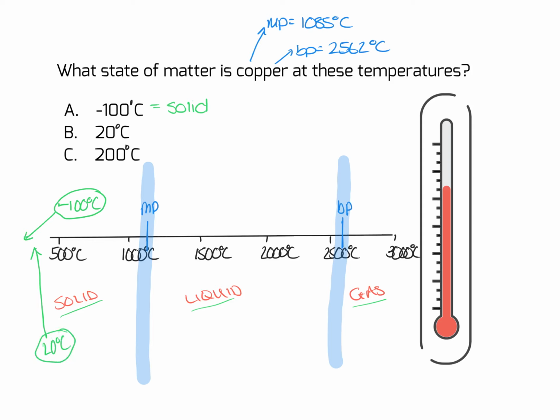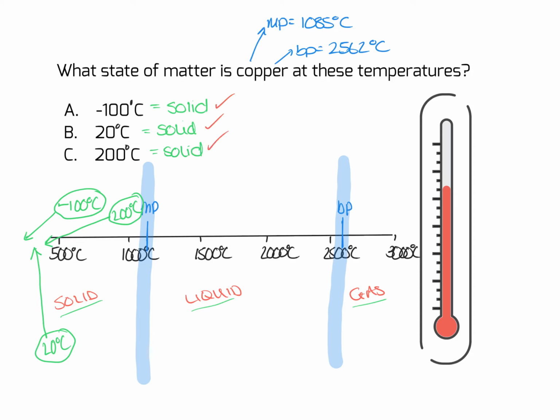And again, it's in your solid section, so it's going to be a solid. 200 degrees, even 200 degrees doesn't fit on our number line because we're starting at 500. So even something as high as 200 degrees is still going to be way over here somewhere. So all three of these temperatures, minus 100, 20 and 200, they are all in our solid section of the number line. So that would also be a solid. And that's how you answer those questions.